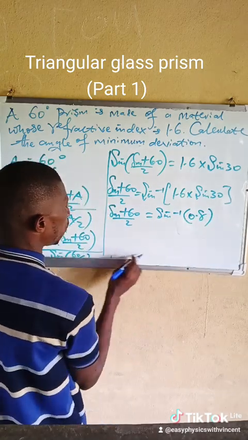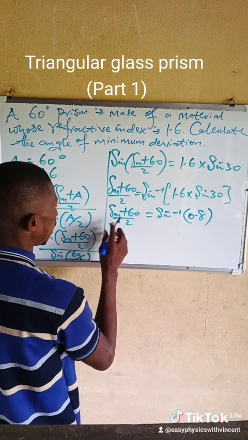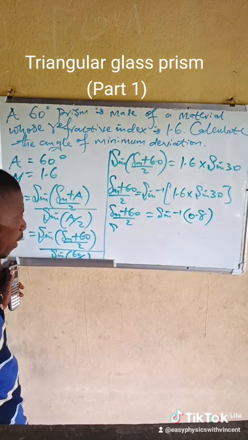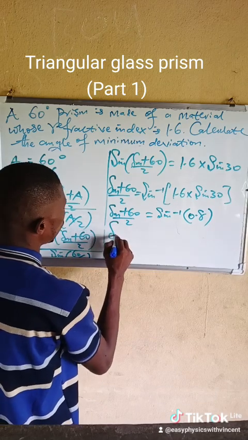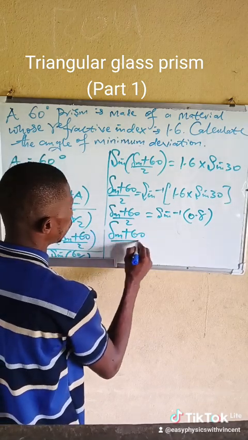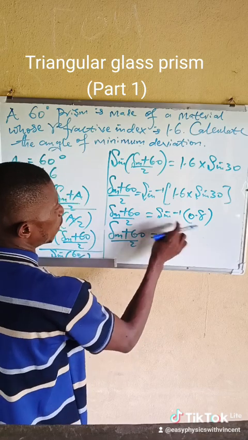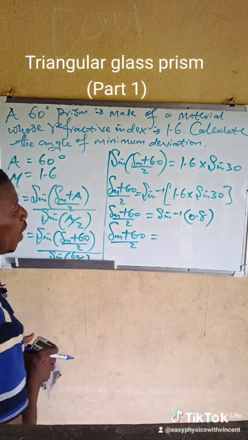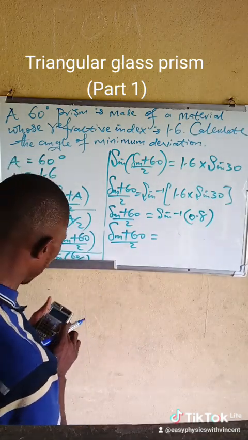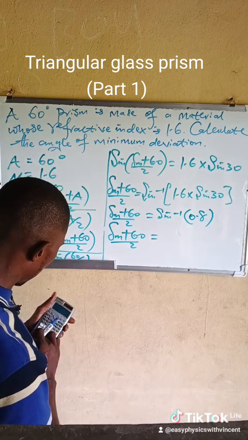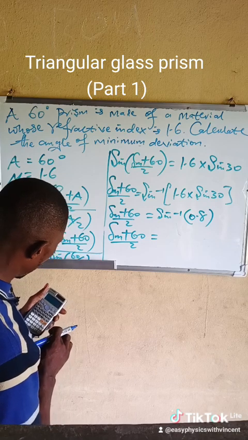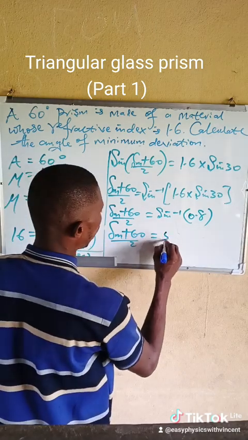So what I'm going to do now is, I have minimum deviation plus 60 over 2 will give me the sine inverse of 0.8. That is sine inverse of 0.8, and it's giving me 53.13.